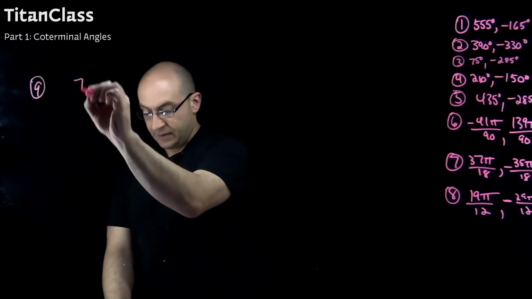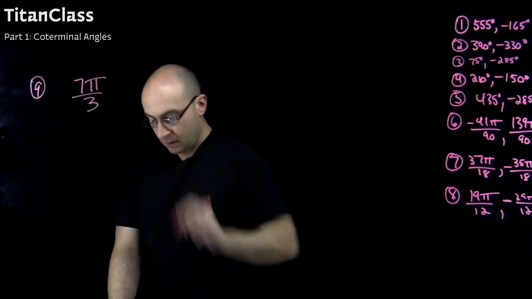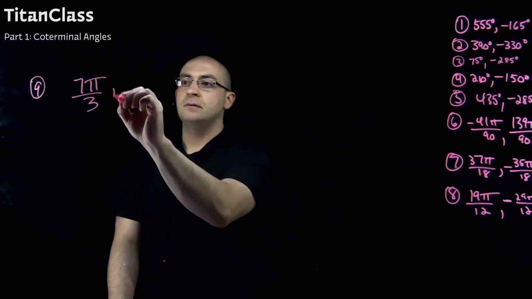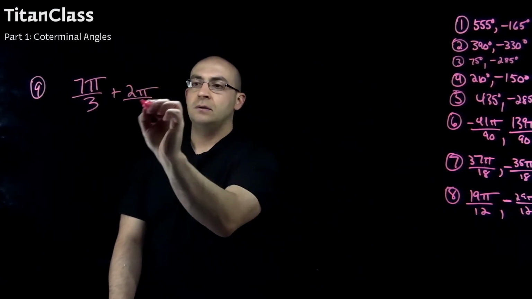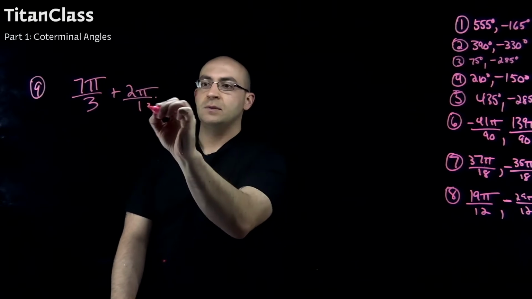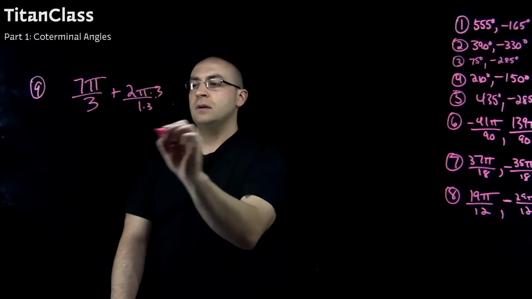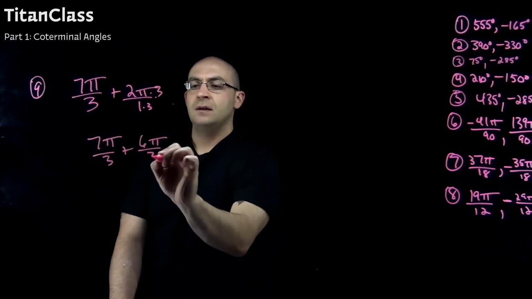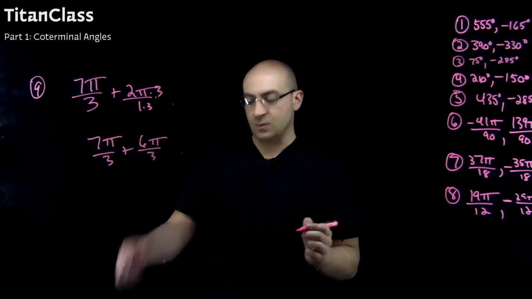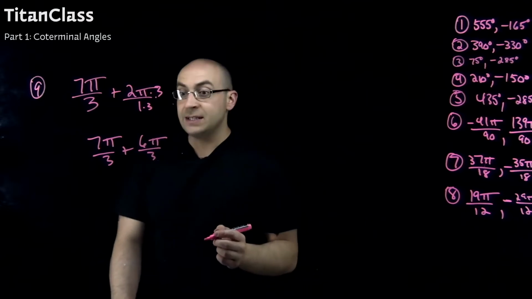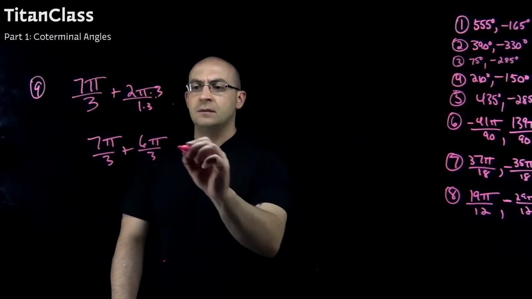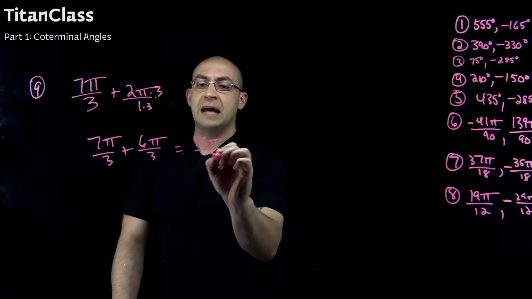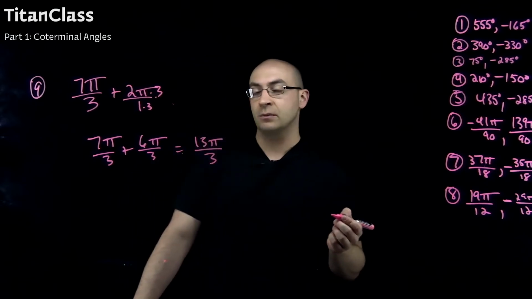I've got 7 pi over 3. Okay, so let's add 2 pi, one revolution. It's over 1. Multiply by 3, multiply by 3. So this is 7 pi over 3 plus 6 pi over 3. I think you're seeing the pattern here, how I'm making this work, right? So we're going to get 13 pi over 3. That is one possible coterminal positive.